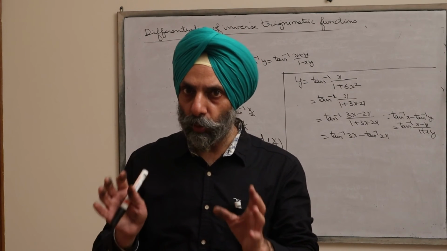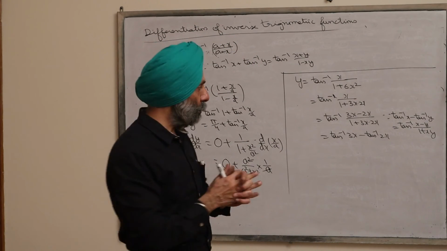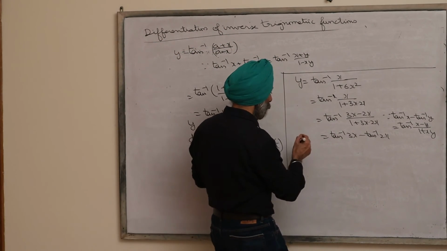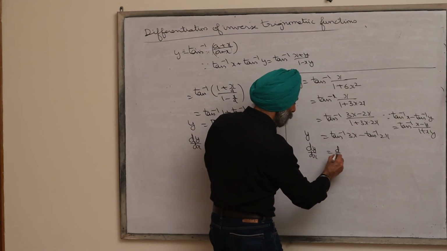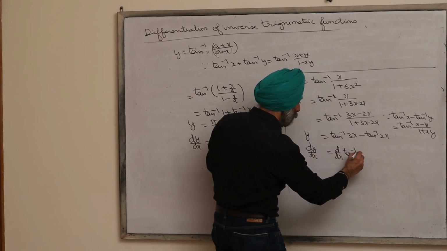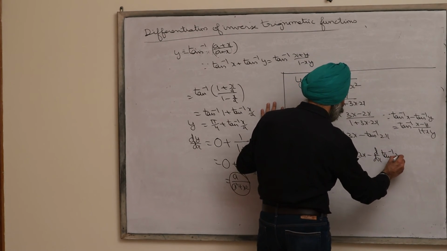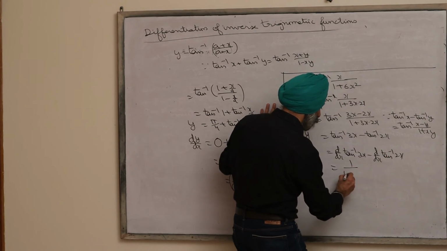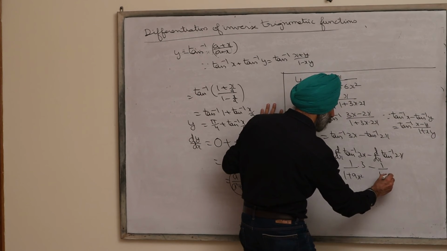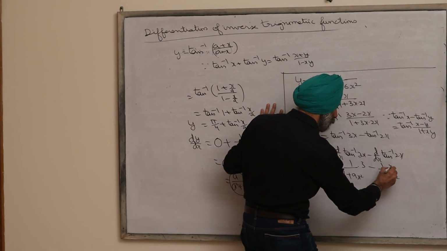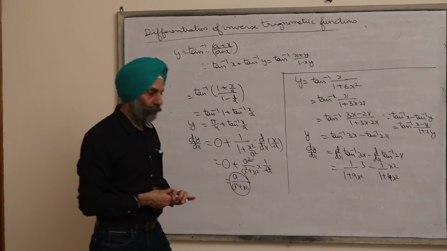So you have to use the properties of the inverse trigonometric functions to differentiate them. So here it is y. What will be dy over dx? It is d over dx of tan inverse of 3x minus d over dx of tan inverse of 2x. What next? It is 1 over 1 plus 9x square into 3 minus 1 over 1 plus 4x square into 2. So this is the differential of your function here.